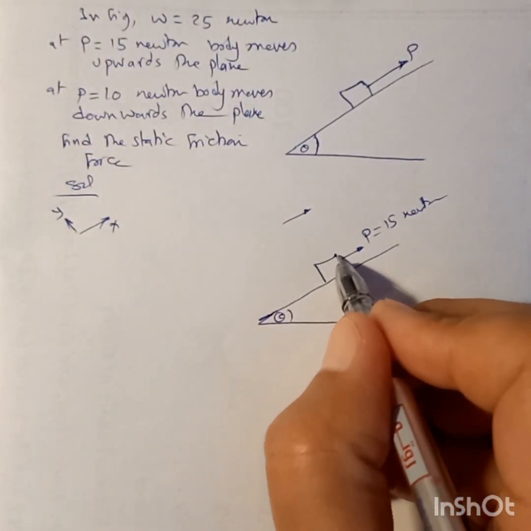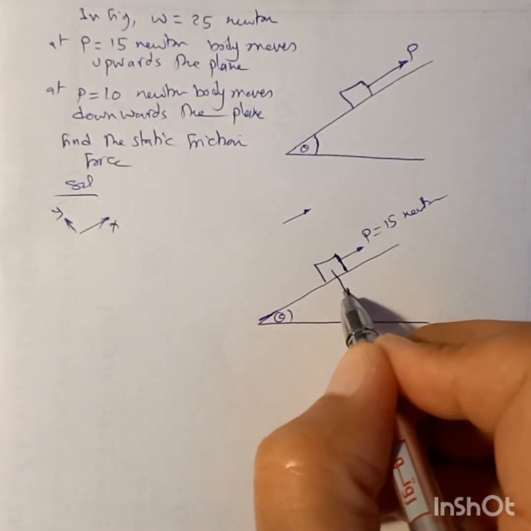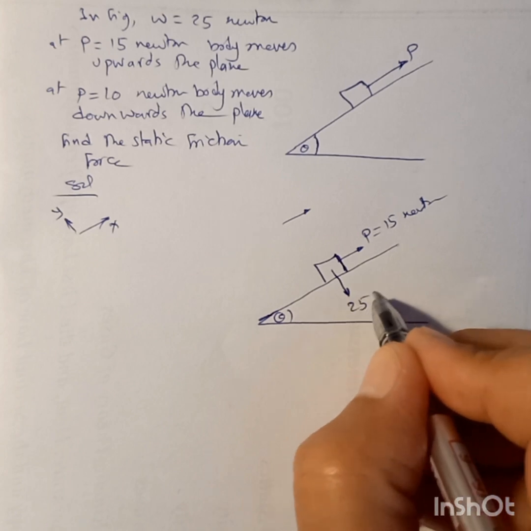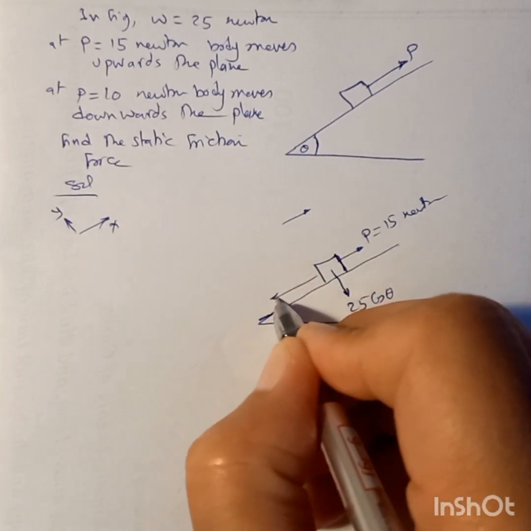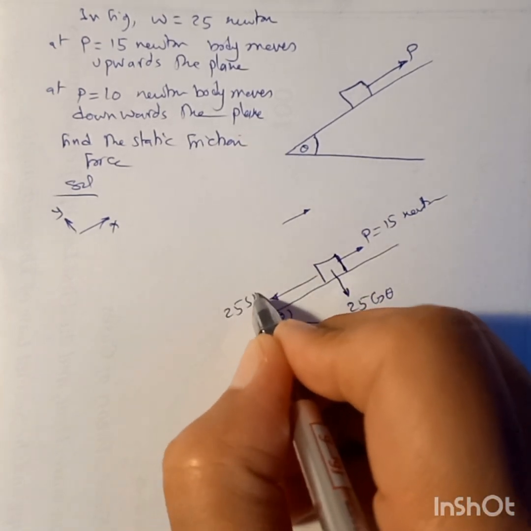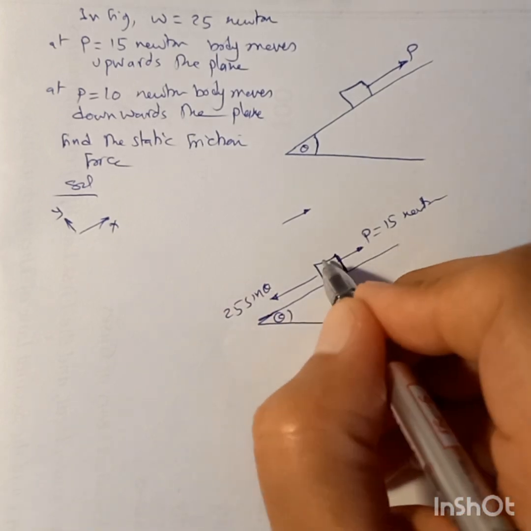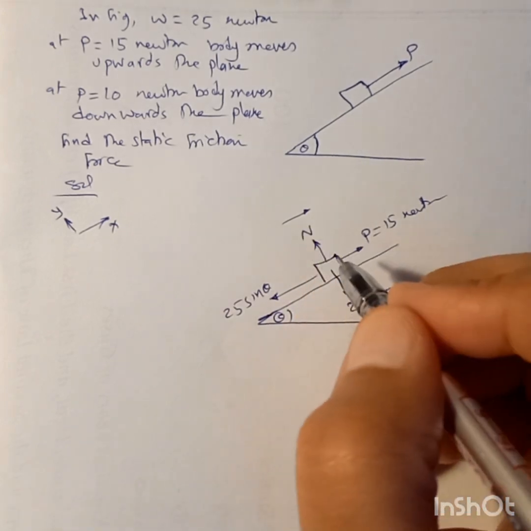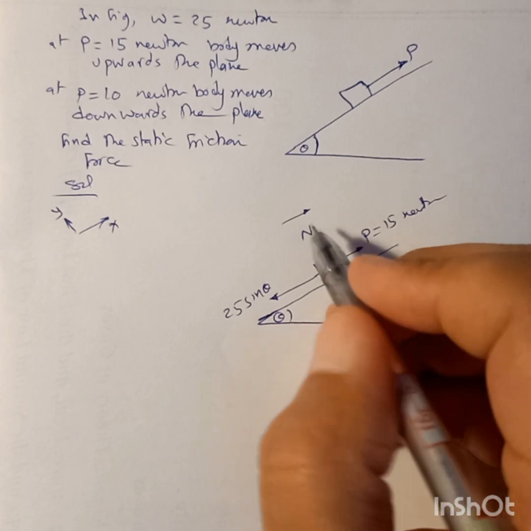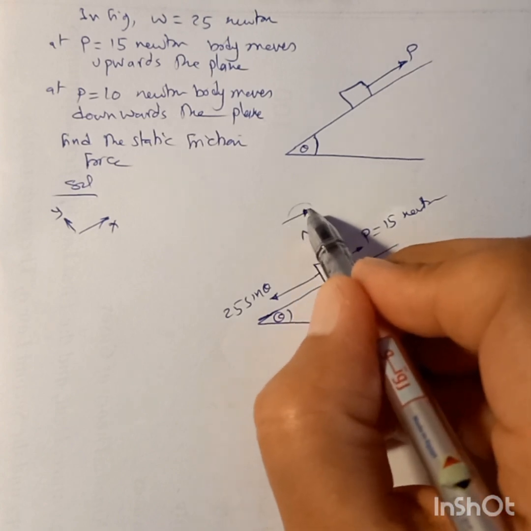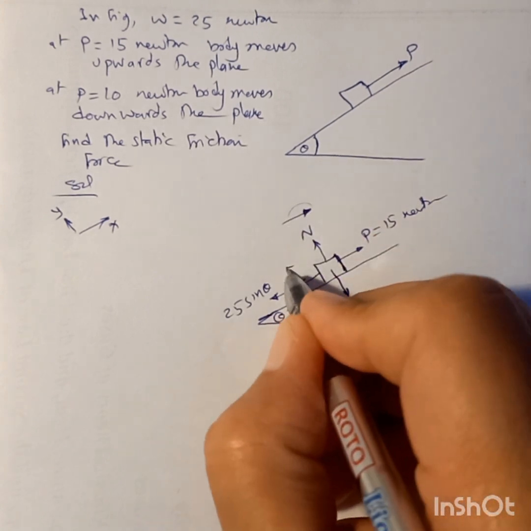Okay, the forces acting upon this body: we have its weight, with the component 25 cosine theta and here 25 sine theta. We have this external force P equals 15 Newton, and we have this normal reaction N. Also we have the friction force in the direction opposite to the expected motion direction. In this direction we have Fs.